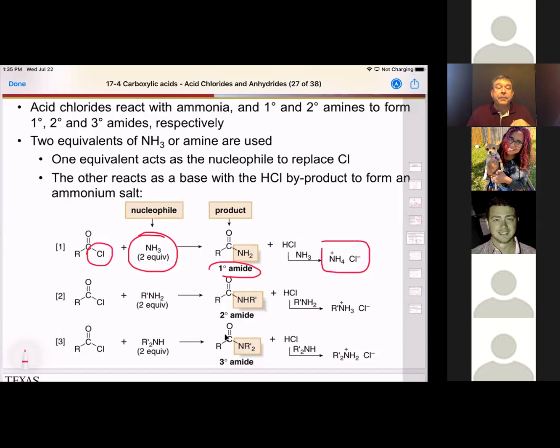Okay, so if we want a secondary amide, that means we already had to have 1 carbon bonded to the nitrogen, so we use a primary amine that already has whatever R group we want on there, and then we displace our chloride ion, generating our secondary amide plus a salt of the amine, okay? And in the case of a tertiary amide, we have to have 2 carbon bonds already on there, and then we do the 1 substitution to give us our tertiary amide plus some more salt, okay?